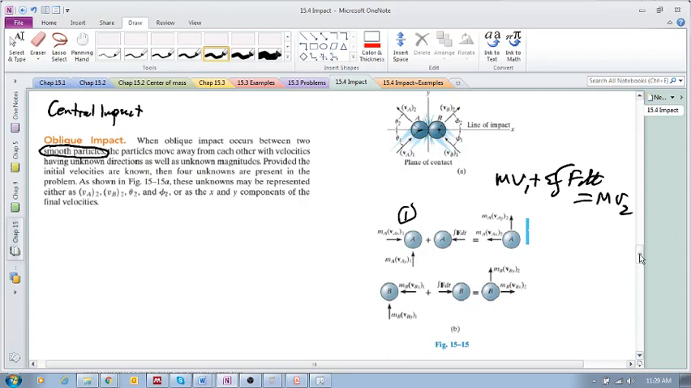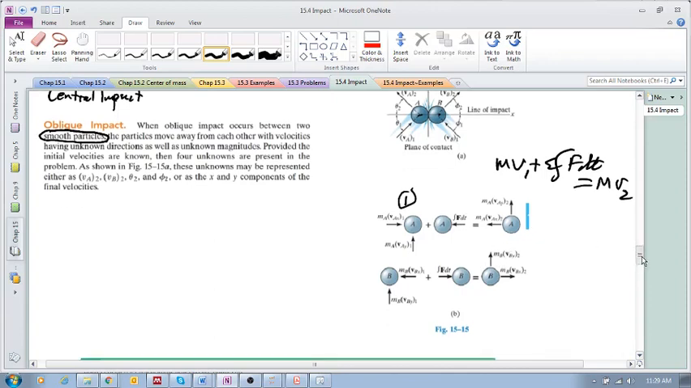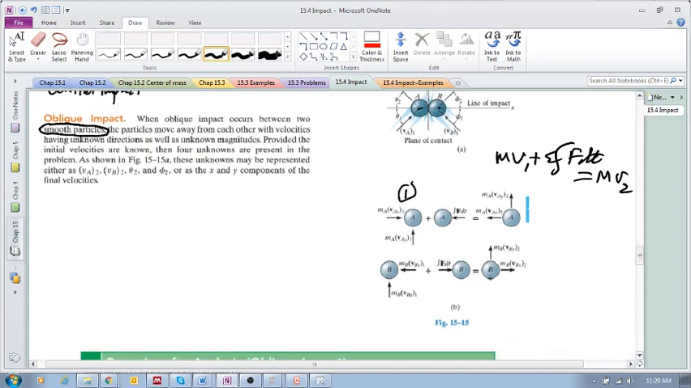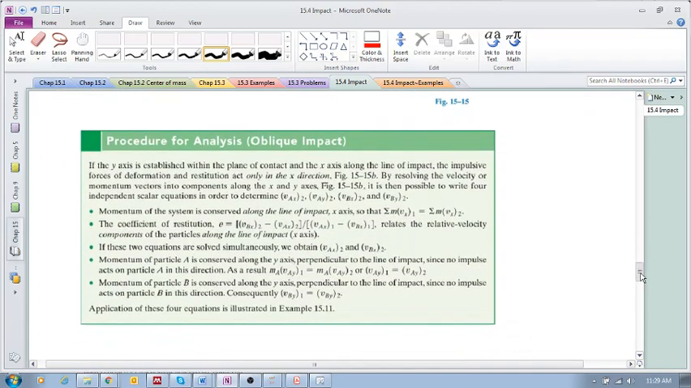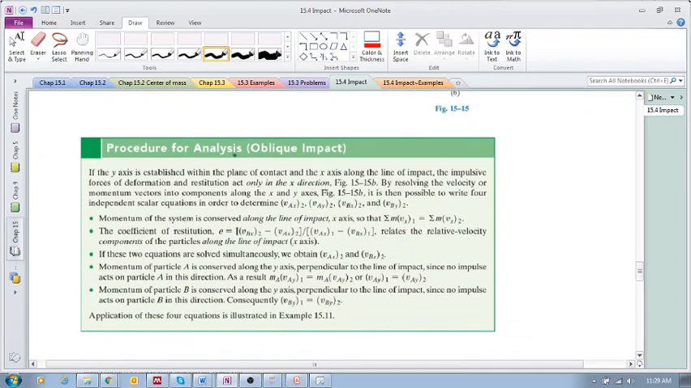Now, how are we going to solve, say, for these final velocities? Again, we need to break things up into its x and y components. So let's have a look at this. Procedure for analysis of oblique impact. I'm going to read through a lot of this because it's very helpful.